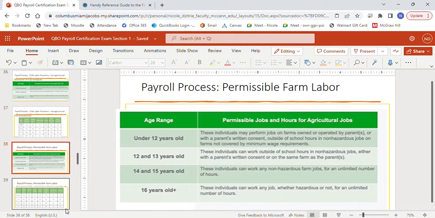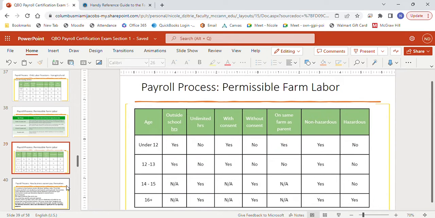And then here is farm labor. So farm labor for children. This was from the previous training. We brought it over. And this is the one in the new training. Permissible farm labor for children.